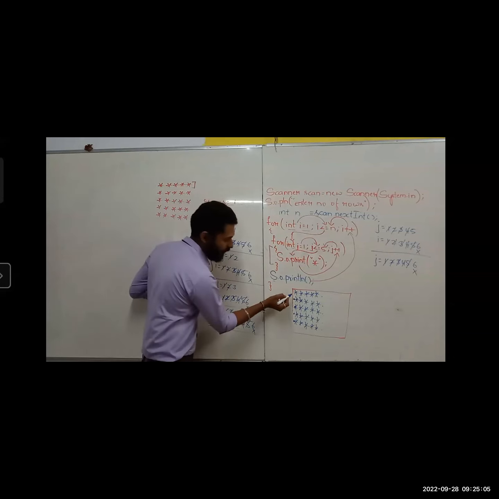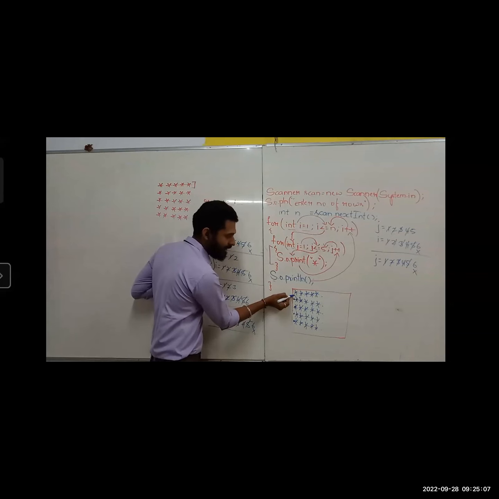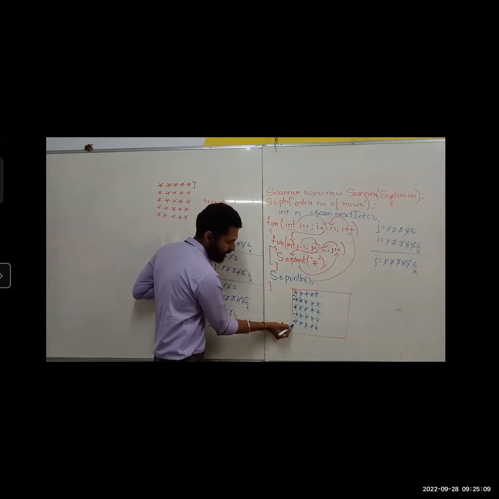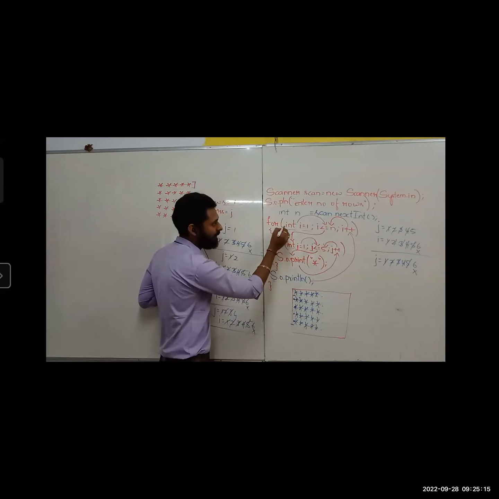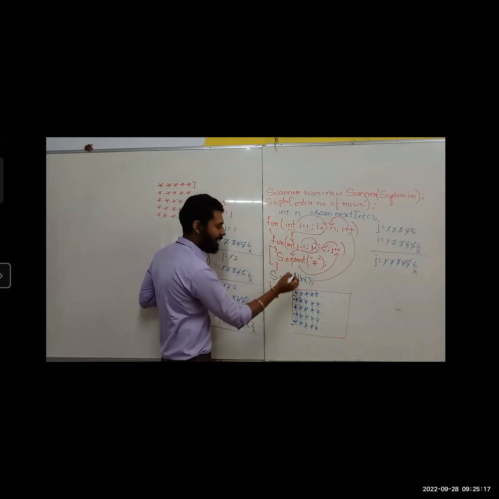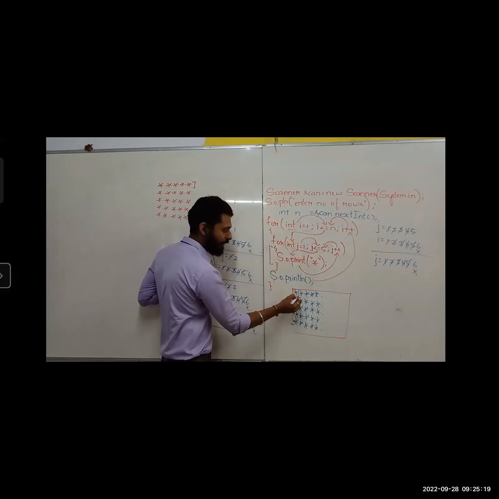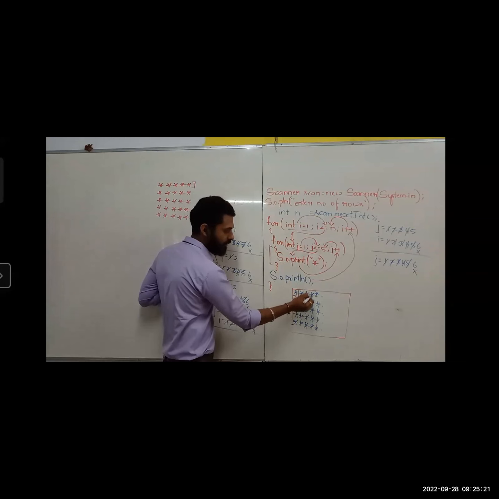First, it will consider one row, and you have set the limit. What is the limit? 5. Is this first row within the limit? Yes. If it is within the limit, then it will come inside and start from here. The first star it will print, and second star, third, fourth, fifth, and it will move here.